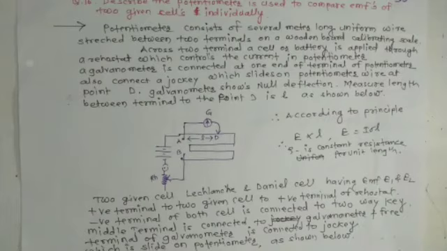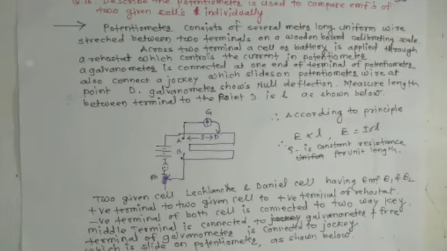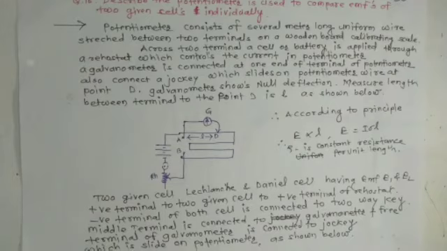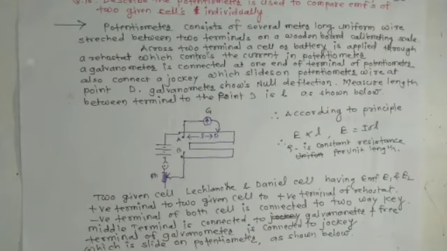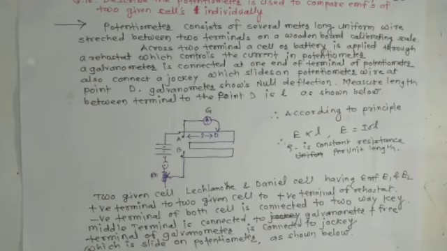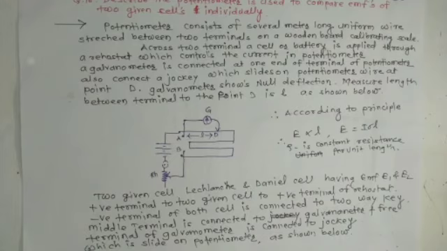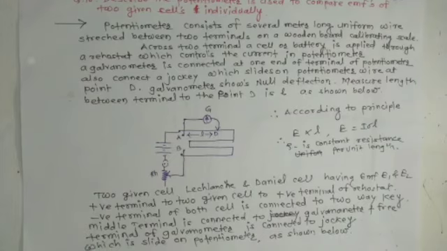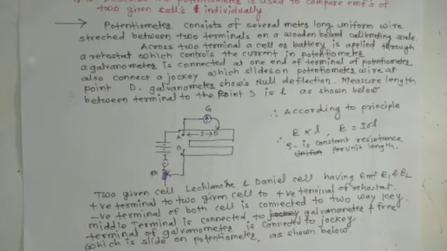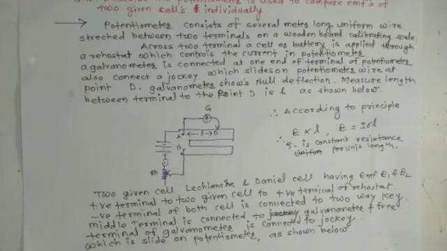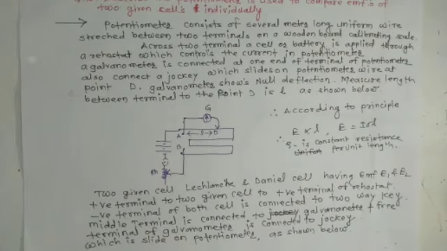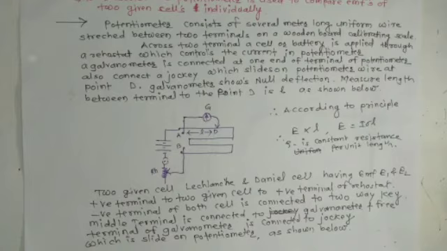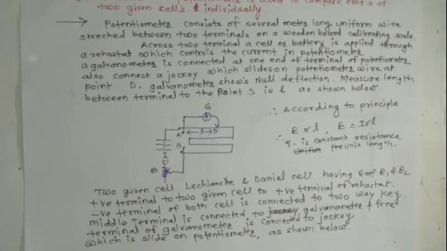Their positive terminals of the two given cells are connected to the positive terminal of the rheostat, and the negative terminals of both cells are connected to a two-way key. The middle terminal is connected to the galvanometer and the free terminal of the galvanometer is connected to the jockey, which slides on the potentiometer wire, as shown below.